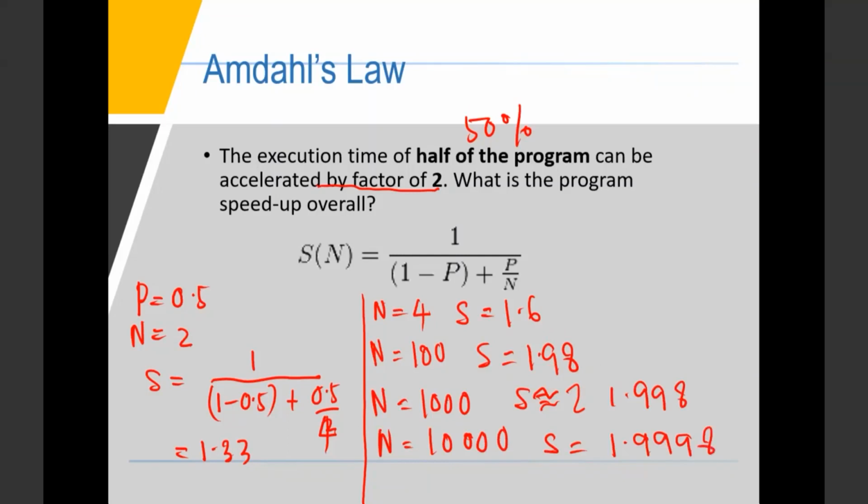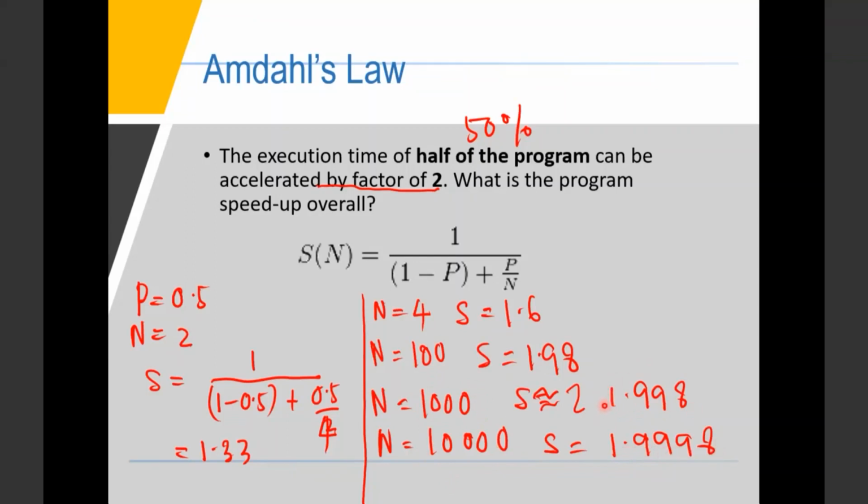Okay, so by looking at this here, no matter how much you increase the number of processors, which is the number of n here, the speed up value does not increase beyond 2. Okay, you see here, you use 4, the speed up increases to 1.6. If you increase it to 100, it goes to 1.98. And if you increase further to 1000, the speed up is only 1.998. 10,000, 1.9998, which is not beyond 2.